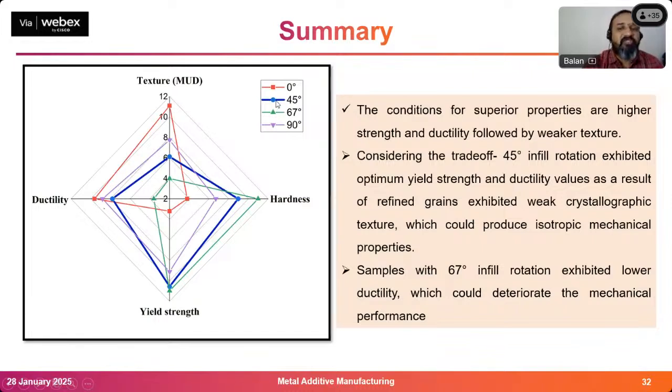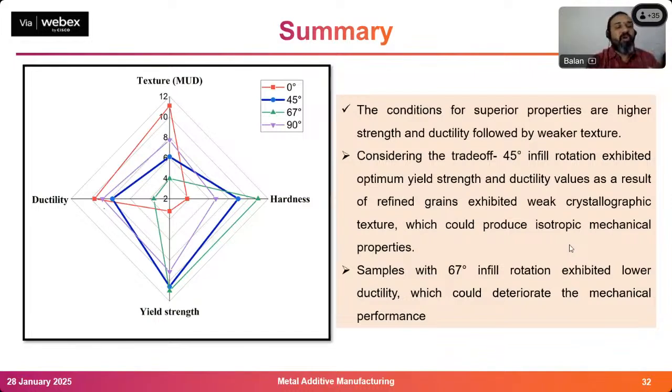That's why I'm choosing 45 as my optimum value, because I'm considering the trade-off. 45 will exhibit optimum yield strength and ductility, as a result of refined grains that exhibit a weaker crystal structure and produce isotropic mechanical properties. Even though 67 is performing well in all the cases, ductility is very low. So I have to compromise, because ductility is the life of the component. So I'm taking 45. This is called a trade-off. That's why I'm telling you that in research we have to do lot of trade-offs. In life also we are doing trade-offs, so in research also we have to do lot of trade-offs.